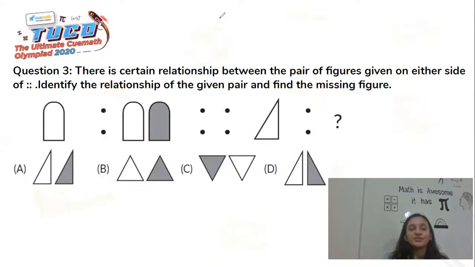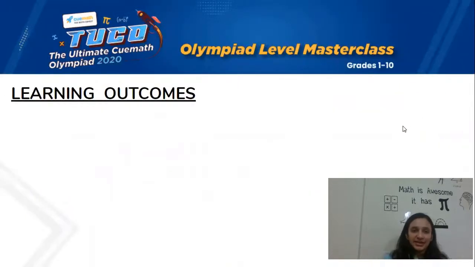So I hope you understood all of these questions in today's class, which were based on analogy. All you have to do is to identify what is the relationship between the first two figures, or the objects in the first pair, and then establish the same in the second pair. With this, we come towards the last part, which is the learning outcomes.